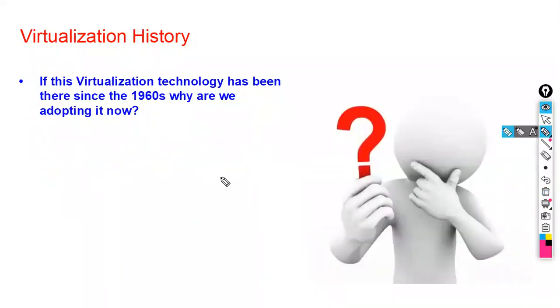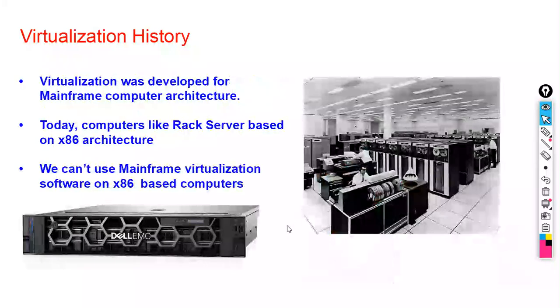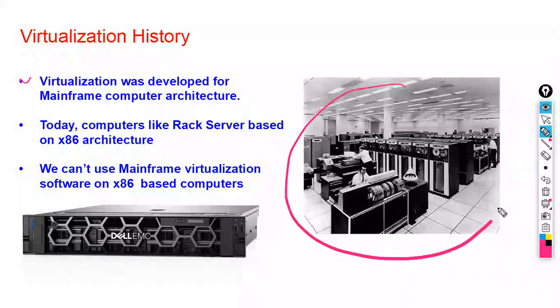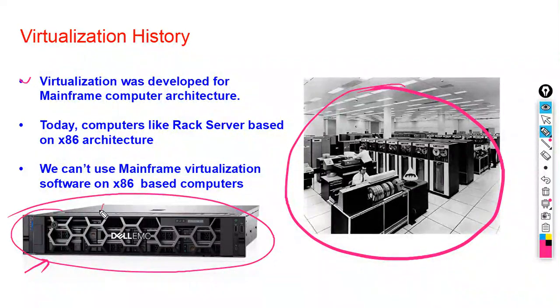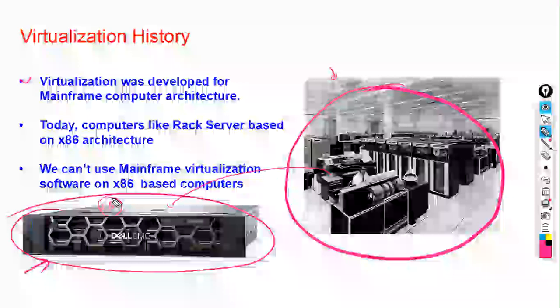So guys, you might be wondering, if this virtualization technology has been there since the 1960s, why are we adopting it now? Let us try to understand the reason. The reason is this virtualization technology was developed only for the mainframe computers. It was not developed for x86 servers. Whatever servers we are using have the x86 architecture, which is completely different from the mainframe architecture. So virtualization was developed only for the mainframe architecture, not for x86 architecture.